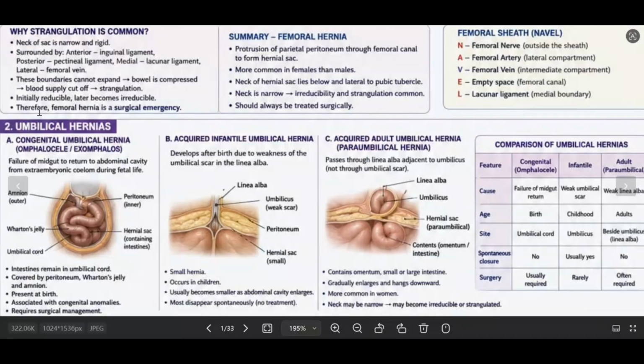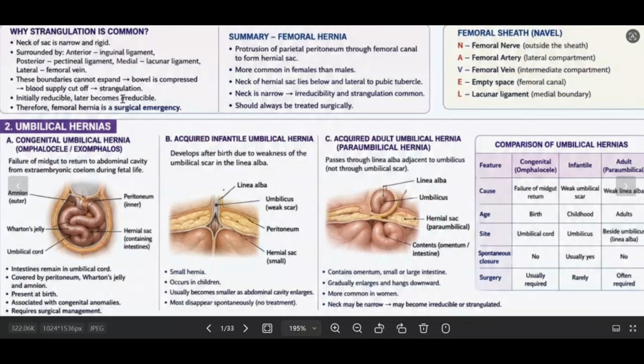Now this is also written here that it is initially reducible but later it becomes irreducible. So why does it become irreducible? Because initially the bowel passes into the sac and it returns easily. But later the neck remains narrow. Now the bowel becomes swollen, so it cannot pass back through the small opening and hence it becomes the irreducible hernia.